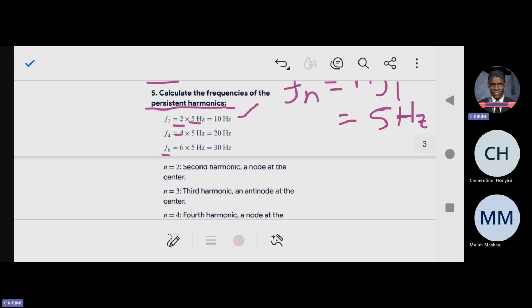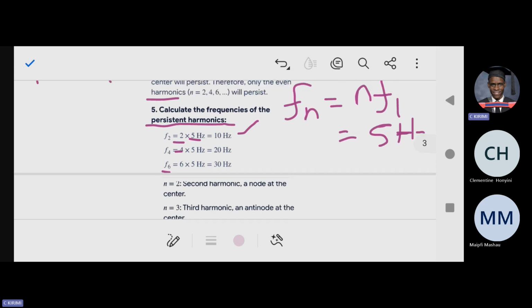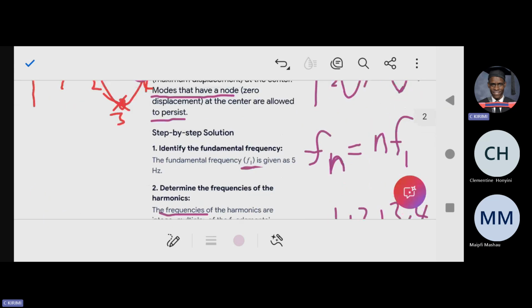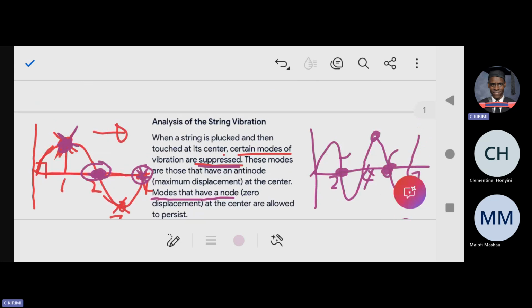No, it's not because they are. Is it because they are at the center? Yes, because here we said the displacement, they are suppressed. Why? When the string is plucked and then touched at its center, certain modes of vibration are suppressed. So the only modes of vibration which are suppressed are the antinodes.